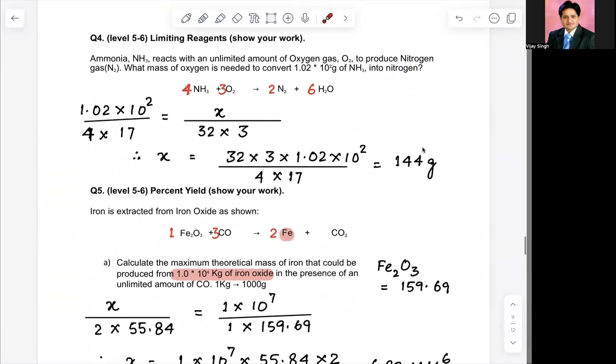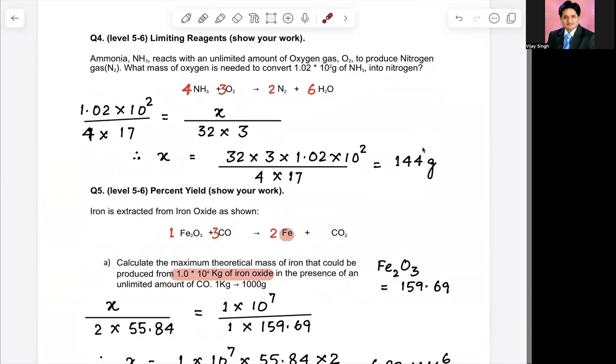Now, level 5 and 6, questions on limiting reactants or limiting reagents. So ammonia reacts with unlimited amount of oxygen gas to produce nitrogen. What mass of oxygen is needed to convert 1.02 times 10 raised to the power 2 grams of ammonia to nitrogen? So first thing, whenever you get a question like this, is to balance this equation.